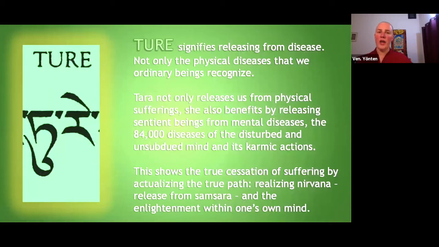And then ture signifies releasing from disease, not only the physical diseases that we ordinary beings recognize. Tara not only releases us from physical suffering, she also benefits by releasing sentient beings from mental diseases, the 84,000 diseases of the disturbed and unsubdued mind and its karmic actions. This shows the true cessation of suffering by actualizing the true path, realizing nirvana, release from samsara, and then the enlightenment within one's own mind.